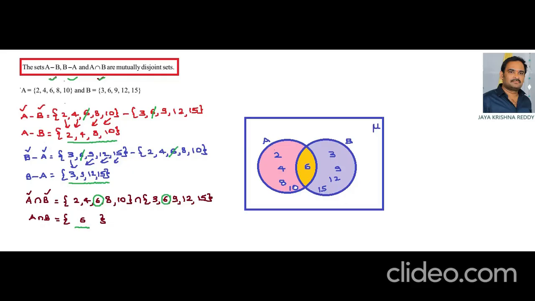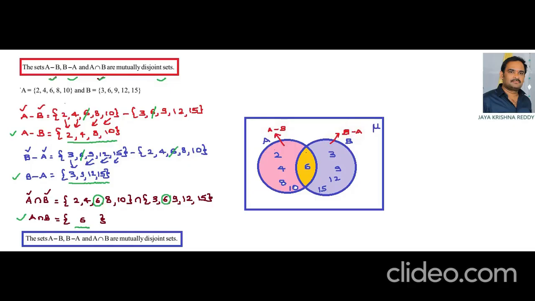So we can say that these three sets A minus B, B minus A and A intersection B are mutually disjoint sets. From the diagram also you can observe that this part represents A minus B and this part represents B minus A, and this common part represents A intersection B. So these three sets are mutually disjoint. They have no common elements.